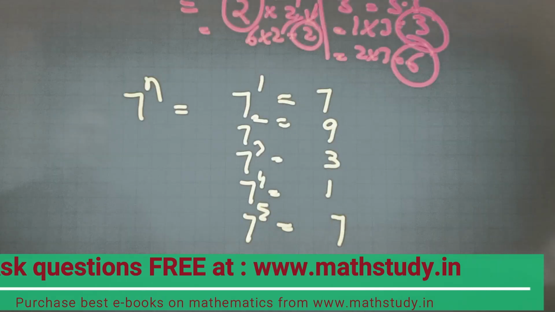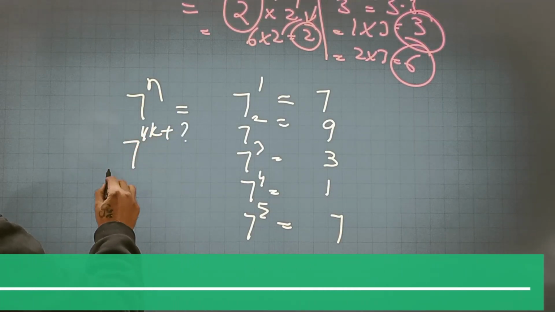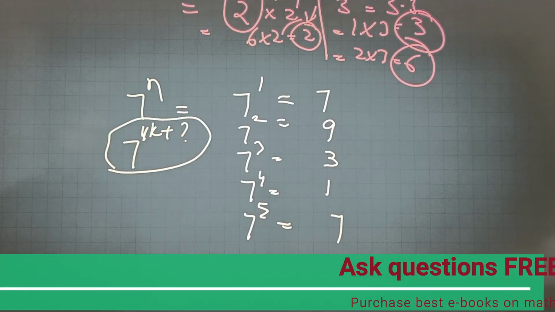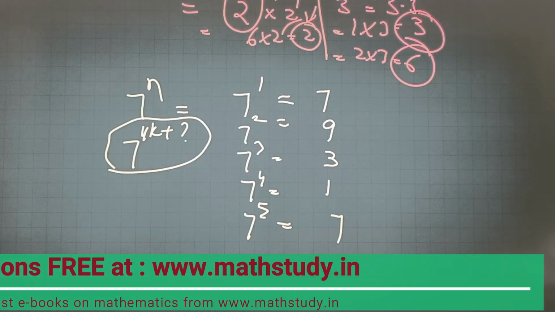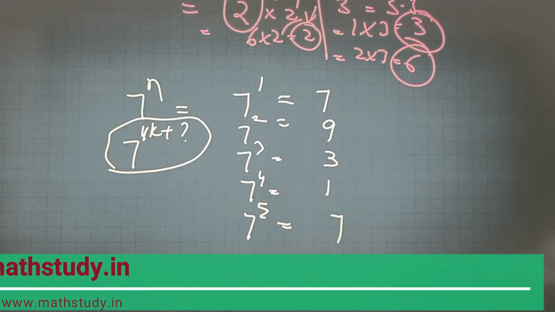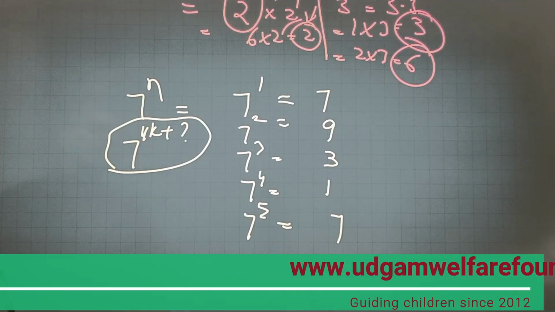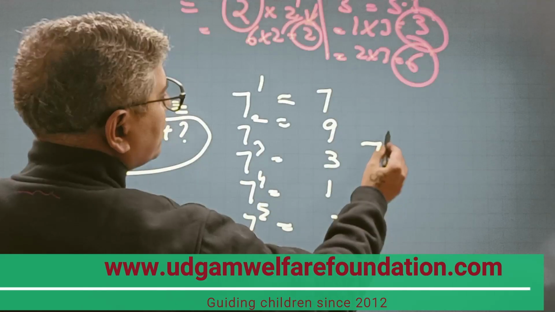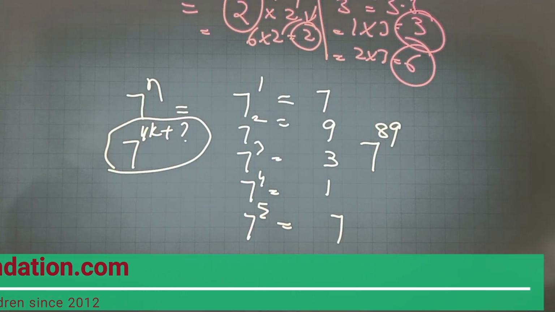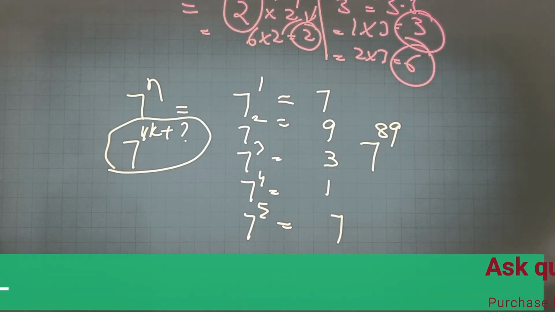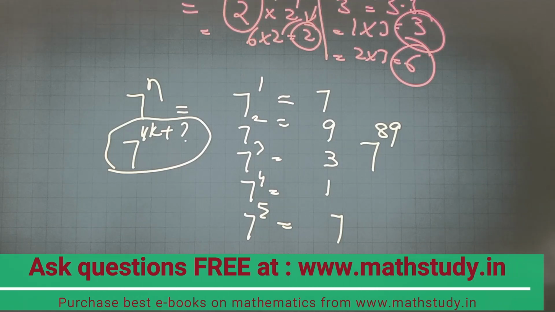So here also we can see 7 raised to the power 4k plus something. So we have to make each and every exponent in this form, that is 7 raised to the power 4k plus something. So let's explore this in more detail. Let us say we have to find 7 raised to the power 89 here. So for 7 raised to the power 89, we have to split 89 into two parts. One part will be the multiple of 4, and the other part will be some constant which is less than 4.